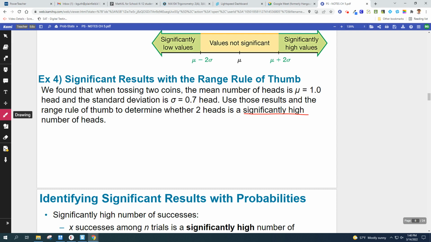So they want significantly high, so we're looking at this value. Mu plus 2 sigma. Well, mu was 1.0, and we're going to multiply that times 2 times 0.7. We're going to have 1 plus 1.4 is 2.4. How we read this is any number 2.4 or higher would count as significantly high.